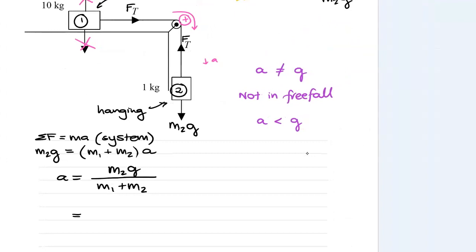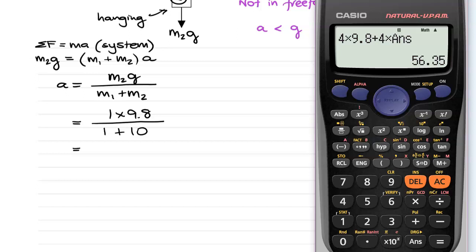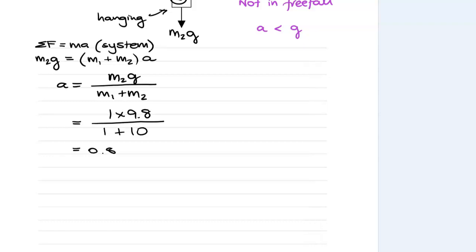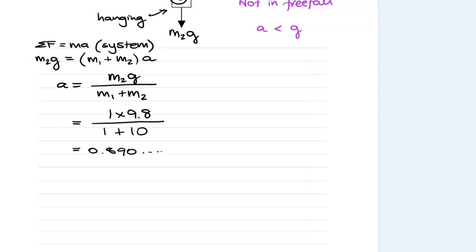So mass 2, we said was the 1 kilogram, so 1 times 9.8. I'm sorry for one sig fig again. Mass 1, we said was 10, plus mass 2 was 1. We're going to keep this whole answer in our calculator, but let's answer this to one sig fig at the moment. 1 times 9.8 on 1 plus 10. So 0.8909090. I'm just going to do 0.890 dot dot dot, to one sig fig 0.9 meters per second squared.